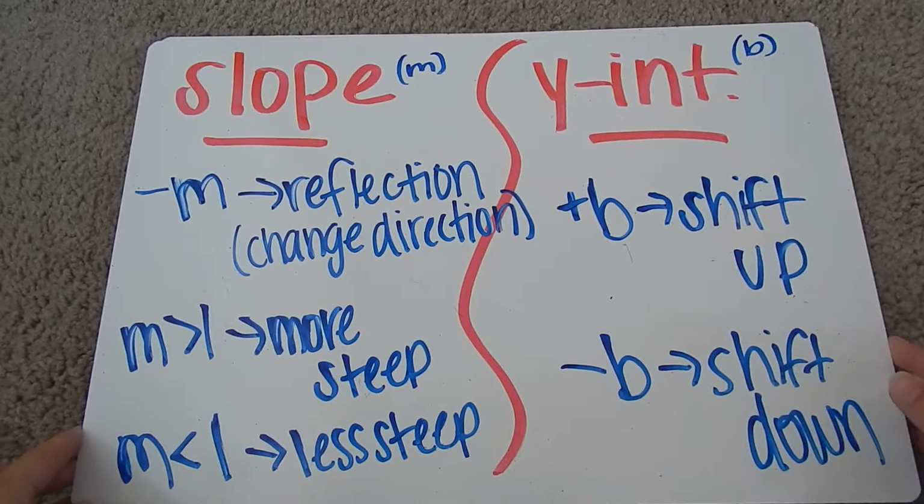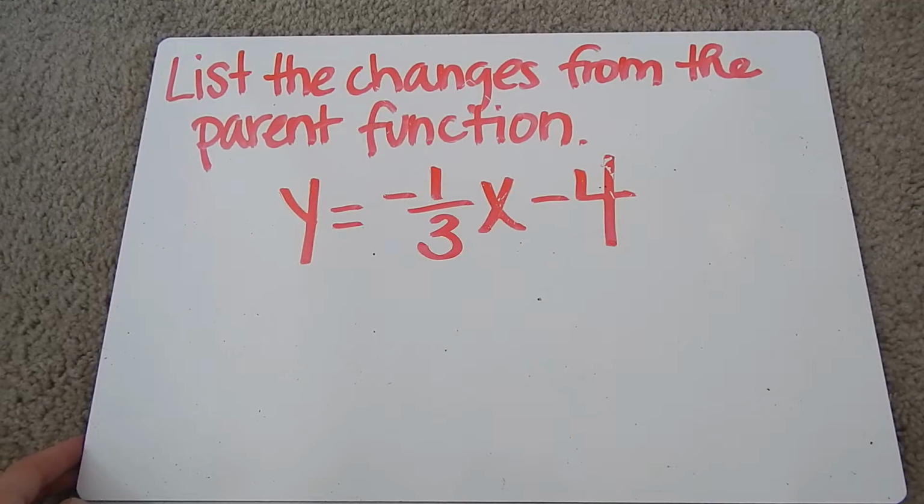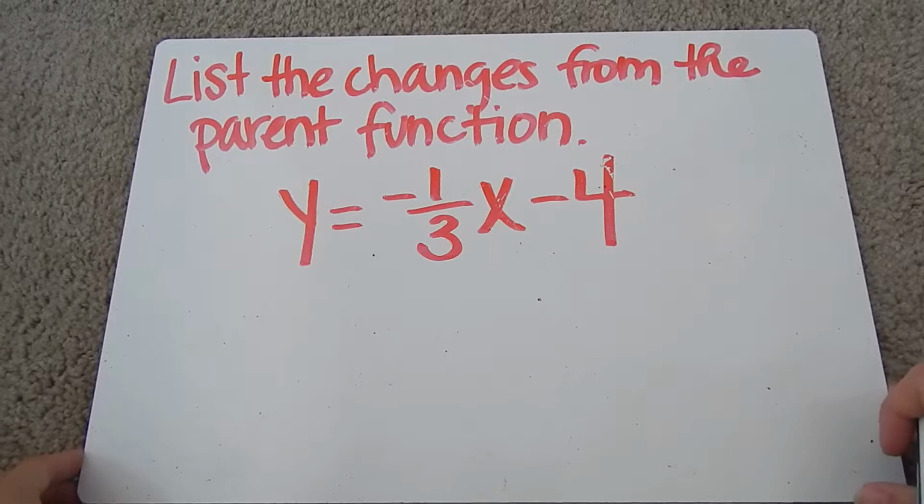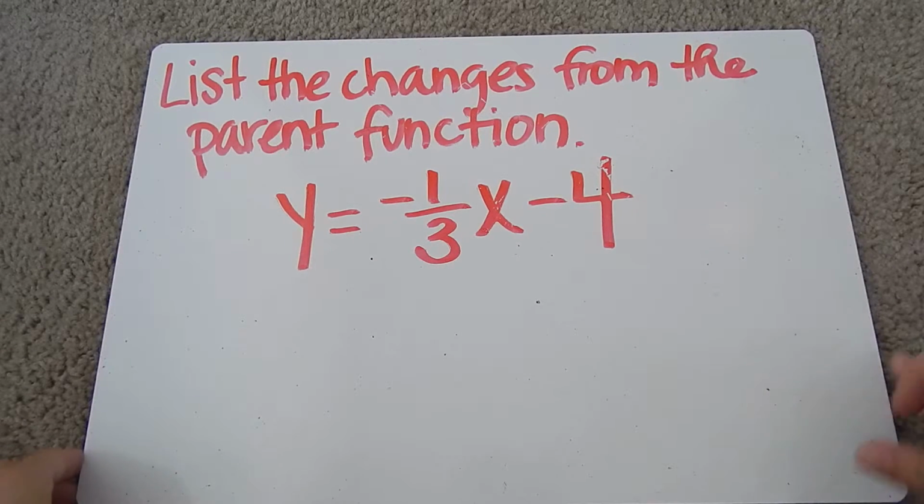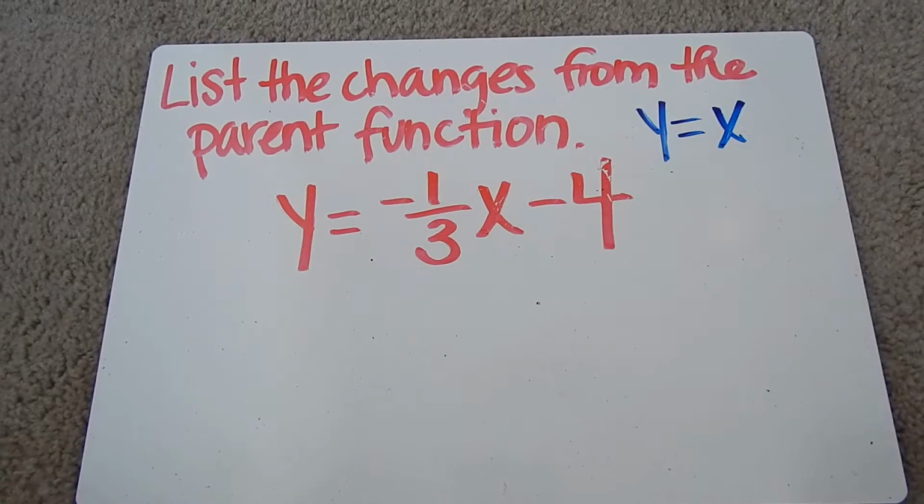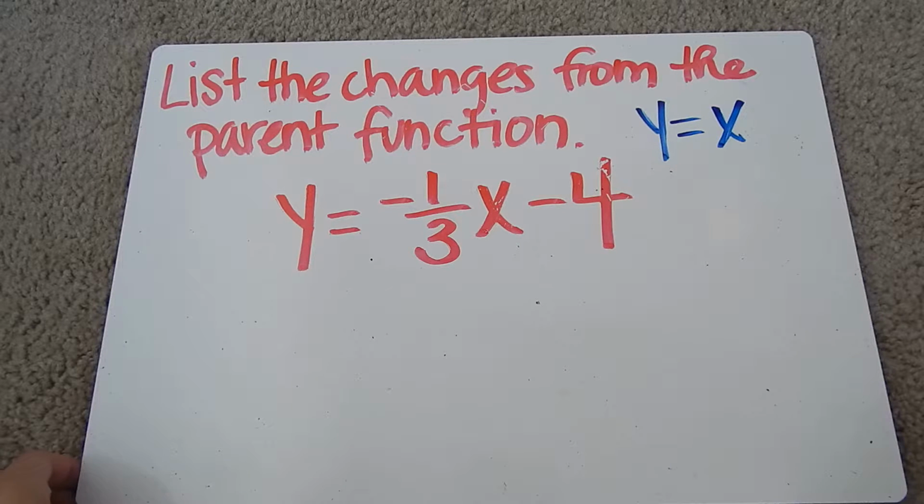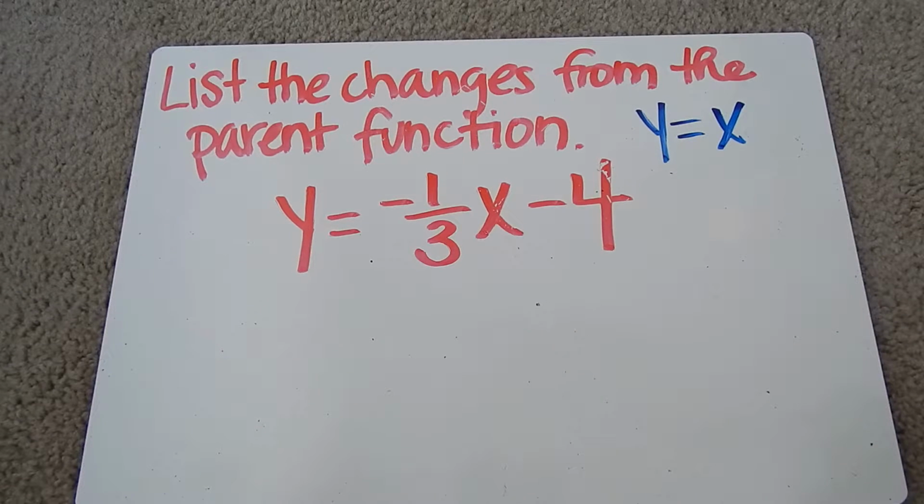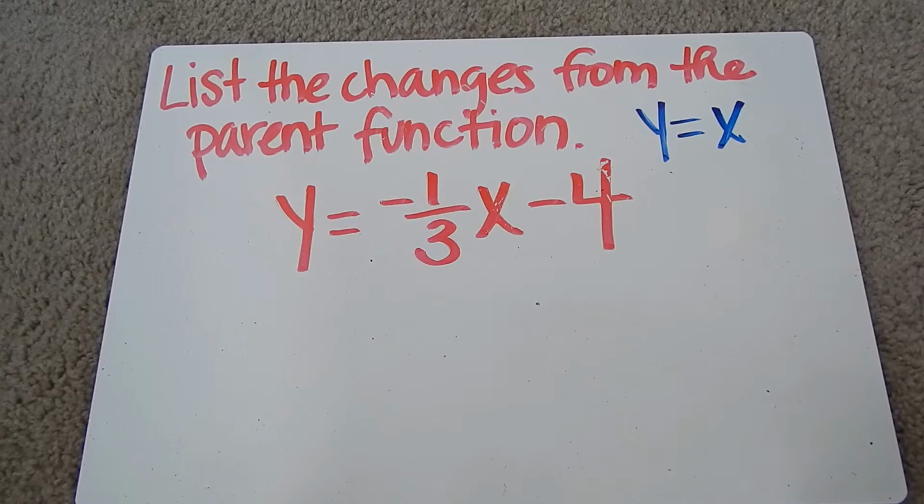So let's look at an example. Our first example here wants us to list the changes from the linear parent function. Remember, that function is y equals x. That's something that you need to memorize. Okay, so the first thing we should look at is the slope. The slope is the number in front of the x.